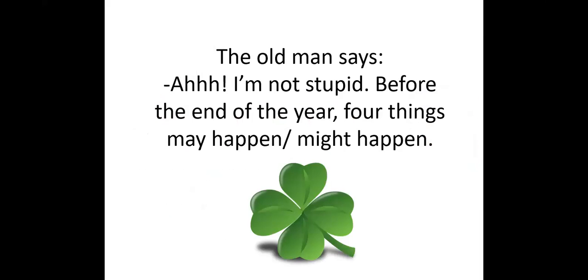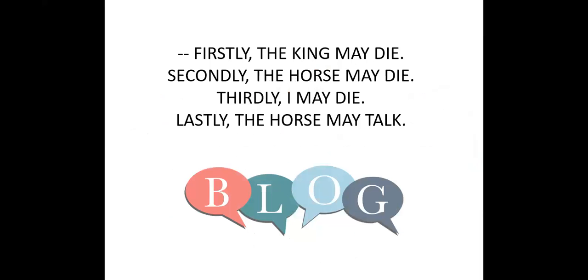The old man said, I am not stupid. Before the end of the year, 4 things may happen. Firstly, the king may die. Secondly, the horse may die. Thirdly, I may die. Lastly, the horse may talk.